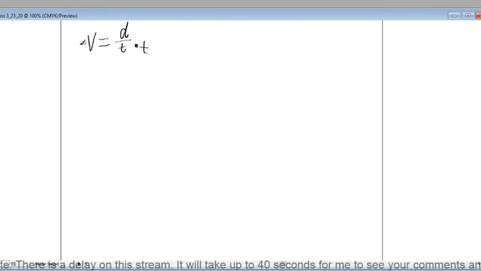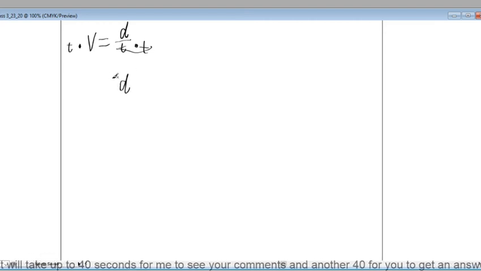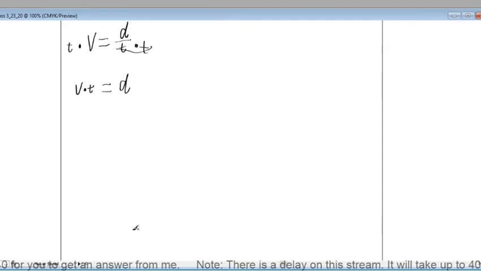So again, I have to do that to the other side as well to keep balance. These are canceled. We just have d left on this side. And that equals velocity times time. So if you want to know how far you have gone, take the speed that you traveled, multiply it by the time that you traveled at that speed, and it gives you the distance that you've traveled. Pretty simple.